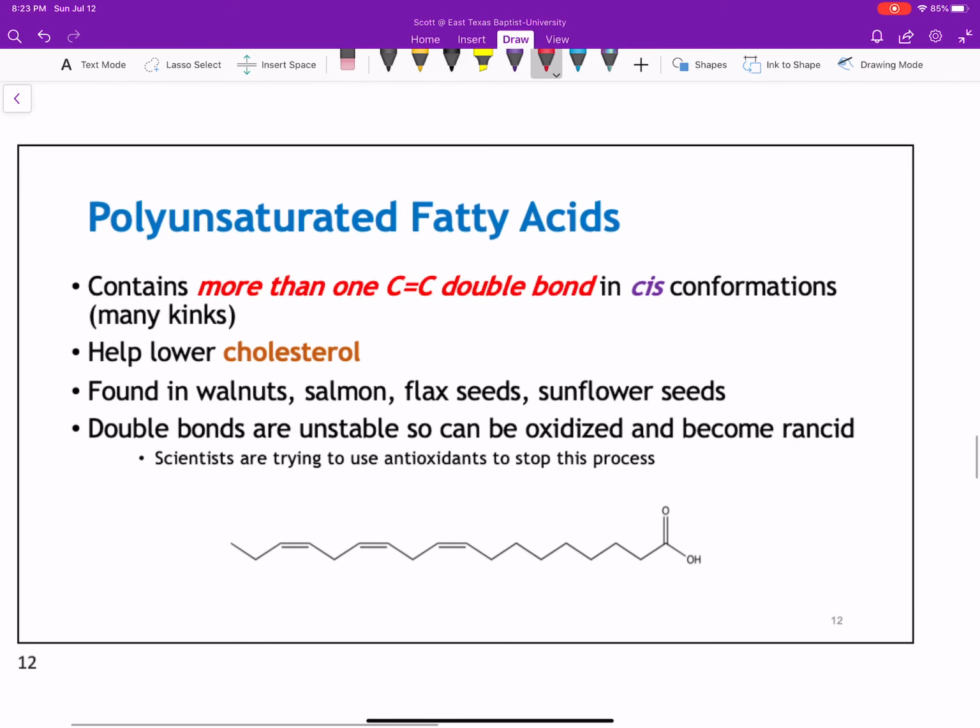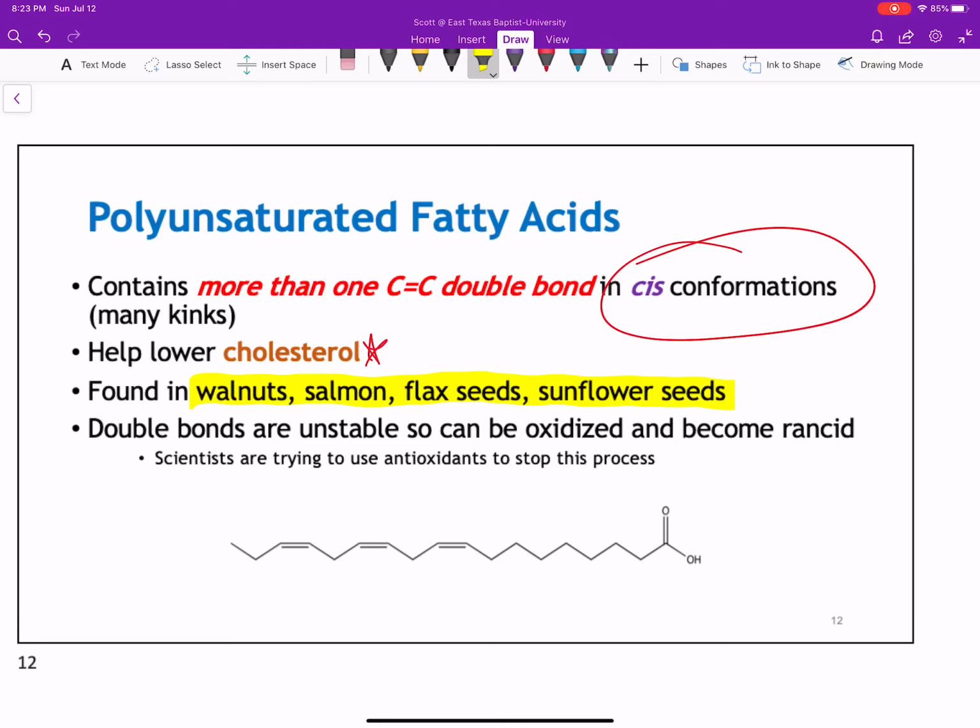Here's polyunsaturated, which have more than one CC double bond in cis conformations. That's talking to alkene geometry. They help to lower cholesterol as well, and these are the foods you really want to stack up on whenever you think about eating healthy, okay? Walnuts, salmon, flax seeds, and sunflower seeds.